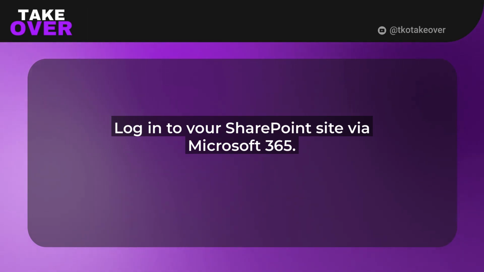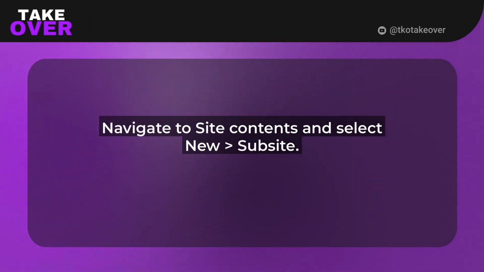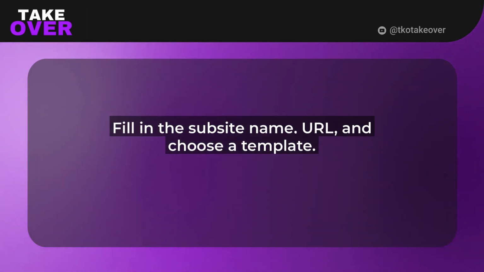Step 1. Log into your SharePoint site via the Microsoft 365 portal. Once you're in, navigate to the parent site where you want to create the subsite. Step 2. Head over to the Site Contents page. You can find this by clicking on the gear icon in the top right corner and selecting Site Contents. Here, look for the New button and click on it. In the drop-down, select Subsite.